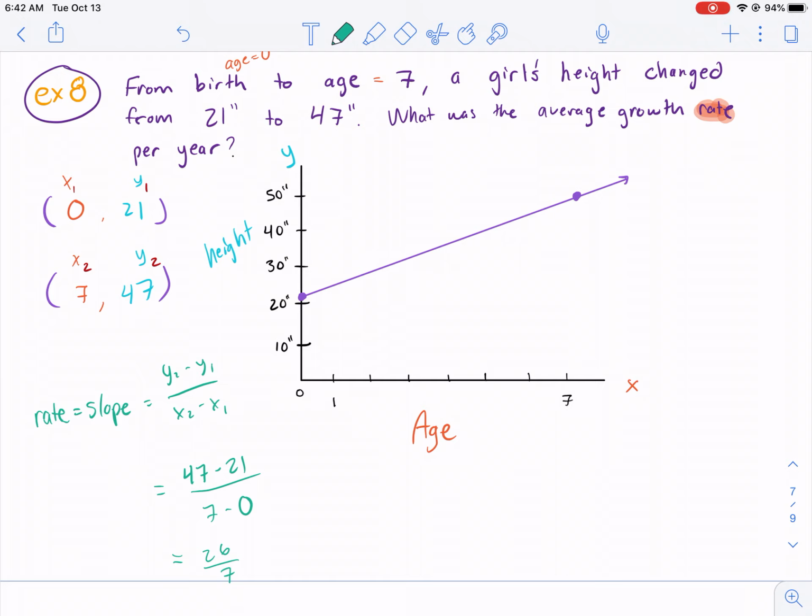If we wanted to put this in decimal form, we could. So we just get a calculator out, and we do 26 divided by 7, and that equals 3.7. Now what does that mean? 3.7, we need to put this in context. These units right here are inches. Inches are on the top. What's in the bottom? Years. So inches per year. So 3.7 inches per year, okay?